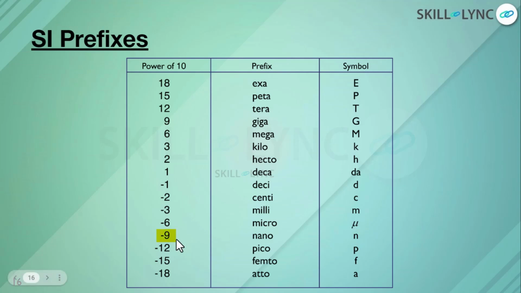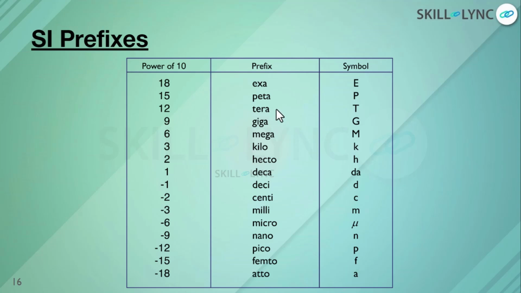10 power minus 9 is called nano, represented by symbol n. 10 power minus 12 is called pico and represented by symbol p. 10 power minus 15 is called femto, represented by symbol f. 10 power minus 18 is called atto. It's represented by symbol a.